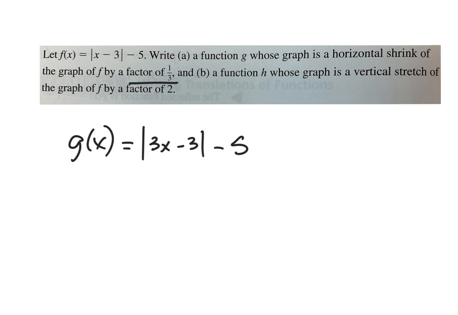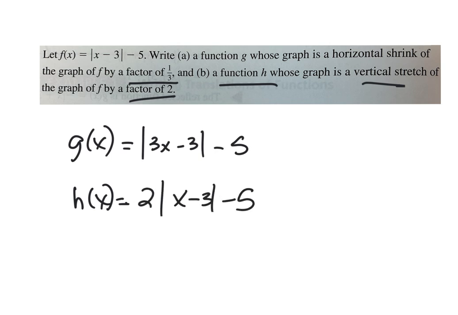All right, now part B says write a function h of x, whose graph is a vertical stretch by a factor of 2. Now, for a vertical stretch, the number goes on the outside, and there are no reciprocals in a vertical stretch or shrink. So they actually put the 2 out there, and inside I still have the x minus 3 and minus 5. And that's it.